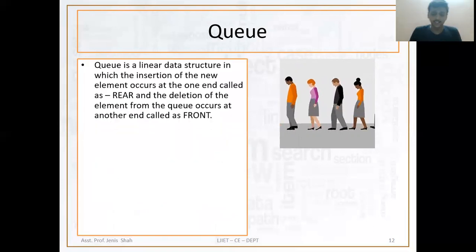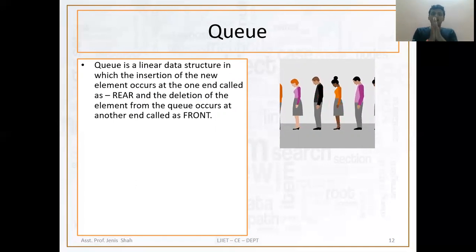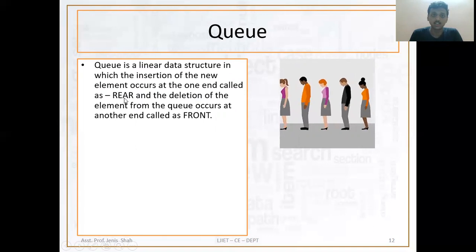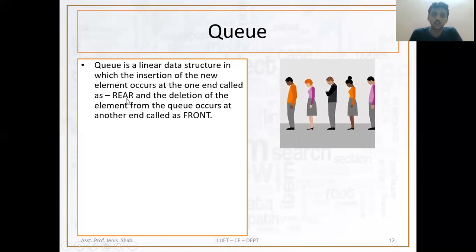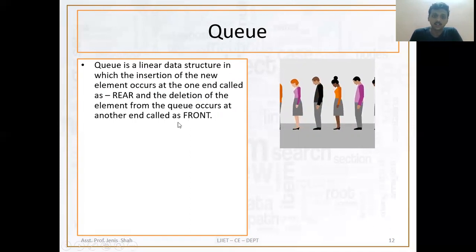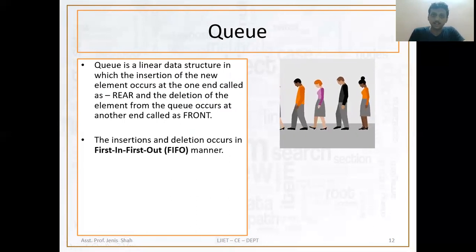So queue is a linear data structure in which insertion occurs at one end. That end is known as rear. Make sure you remember this. Rear is the end where elements are going to be inserted in the queue. Front is the other end where elements are going to be deleted from the queue. The insertion and deletion occur in FIFO manner, first in, first out.